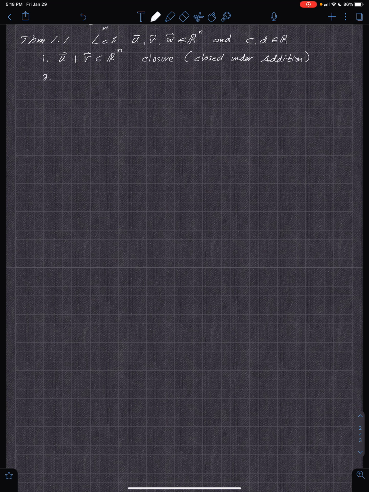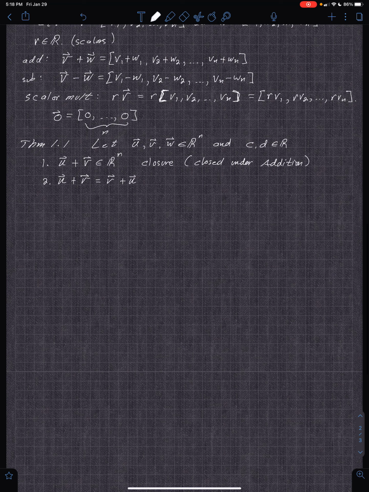Then 2, this is just commutative. And you can see you commute the components, so no big deal here. U plus V is equal to V plus U. And if you look at it component-wise, I won't go through all these proofs, but when you add them together, you just change this order, which ends up changing the order of addition, and it's okay because you have the commutative property for addition of real numbers. Okay, that's commutative.